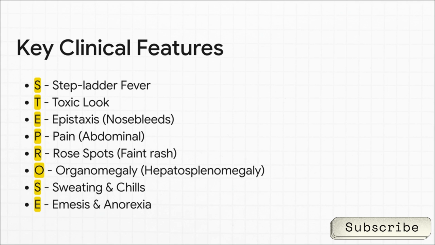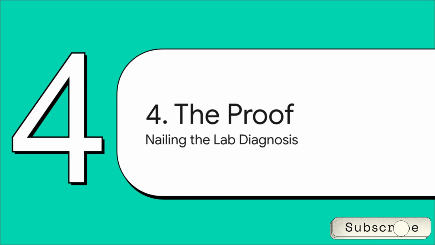You combine that with those faint little rose spots on the trunk, a toxic appearance, abdominal pain, and organomegaly, well, enteric fever should be shooting to the top of your differential diagnosis list. All right, time for some detective work. You've got your clinical suspicion, but how do you prove it in the lab?